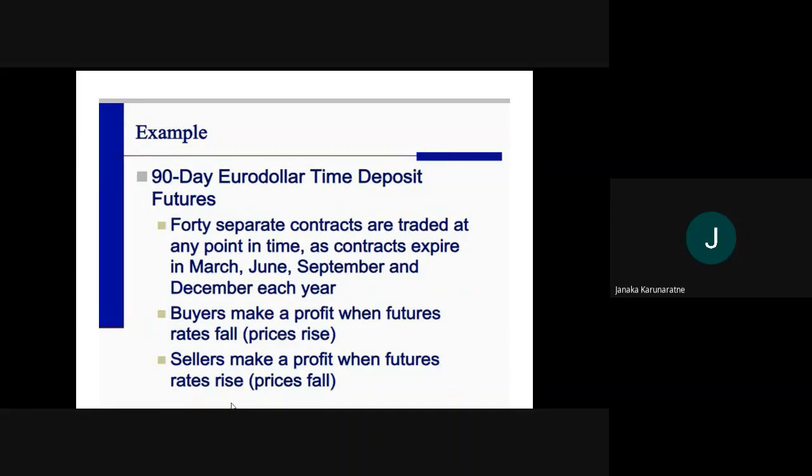If you look at euro-dollar 90-day time deposit futures, 40 separate contracts are traded at any point in time, as contracts expire in March, June, September, and December each year. So there are 40 such contracts, with different contracts trading at any given point of time.